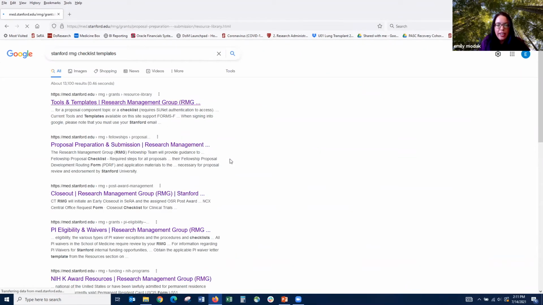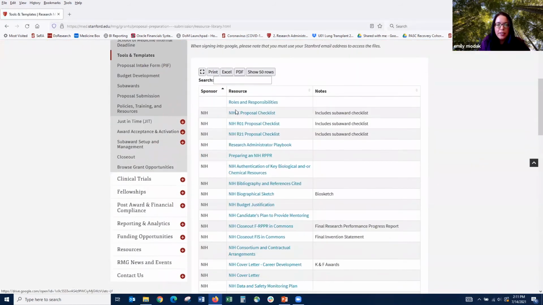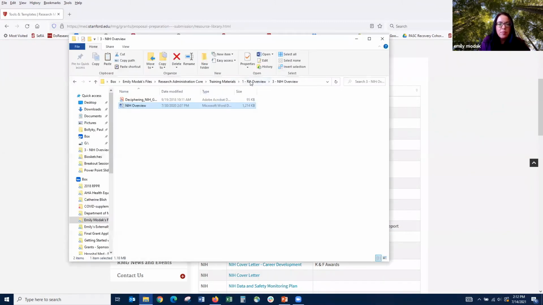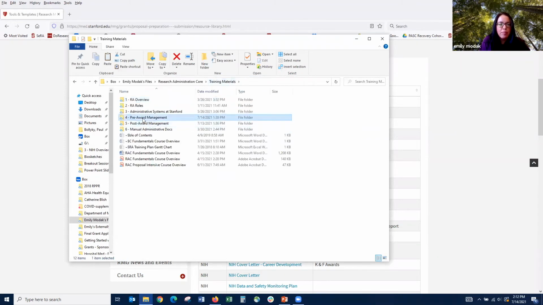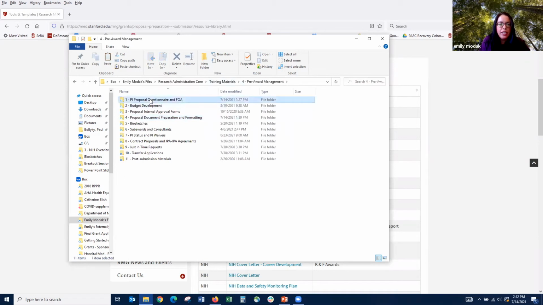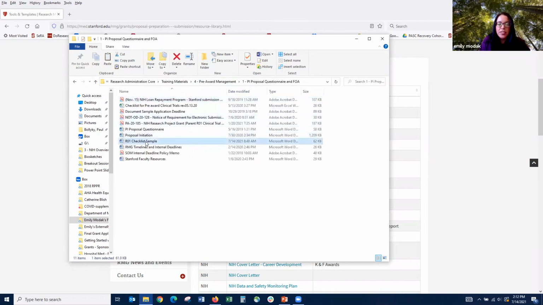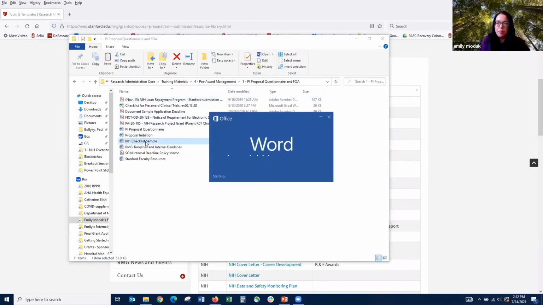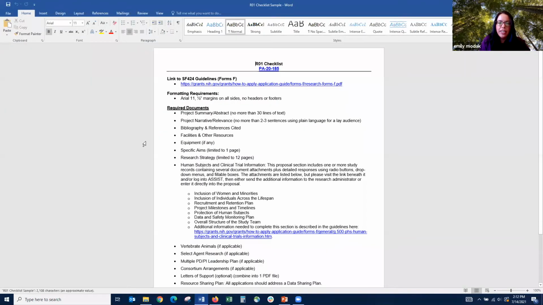And you go here and you can see right here, there's a K proposal, R01, R21 proposal checklist, and it includes a sub-award checklist. I also have one saved. It's one in Word format that I particularly like to use. If you go into those training materials under pre-award management, right here in the first folder is an R01 checklist sample. This is what I tend to work off of. Again, not my endpoint, but definitely my starting point.